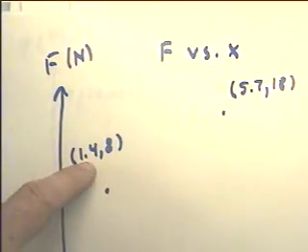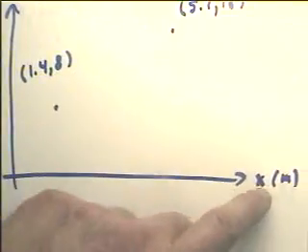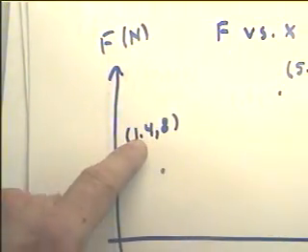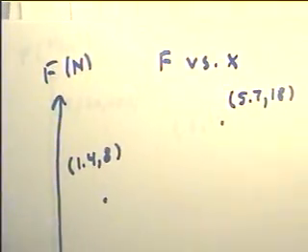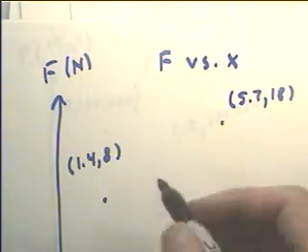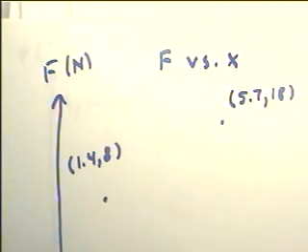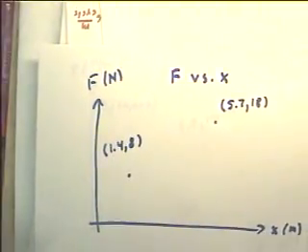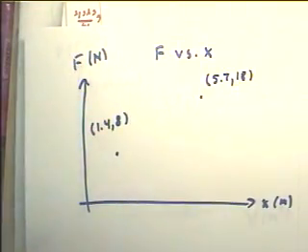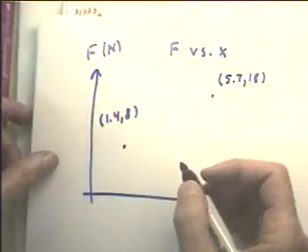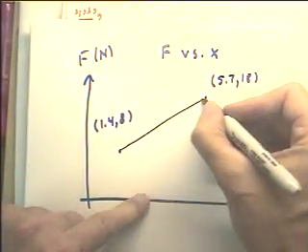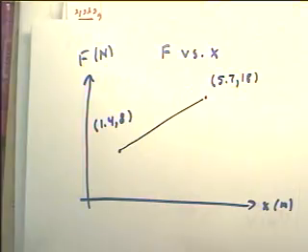Now we have forces in newtons and positions in meters: a force of 8 newtons at a position of 1.4 meters and 18 newtons at a position of 5.7 meters. Let's zoom back a little bit here so we can see this a little better. As usual, we're going to assume, for lack of any other information, that the force versus position graph is linear.